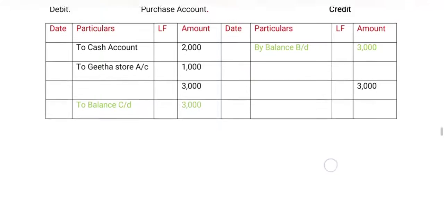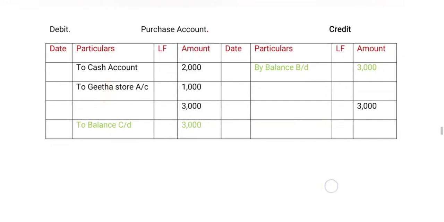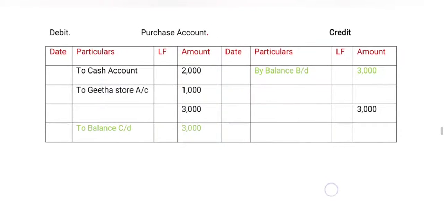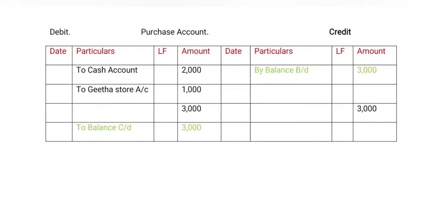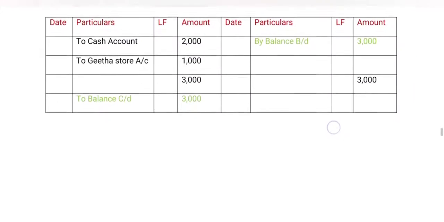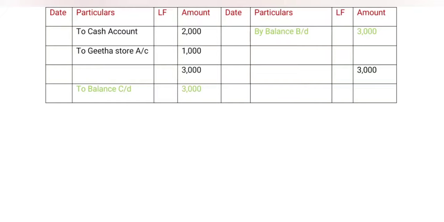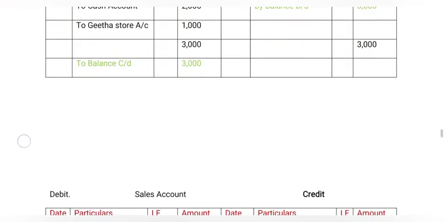Then the purchase account. Purchase account is also related to the furniture account. Here there are two types: one is cash purchase, another is credit purchase. Both purchases are taken. Then we go to the credit side. There is no purchase return, that's why we take the whole amount. It is balance brought down 3,000. Then this amount is transferred to the next month.